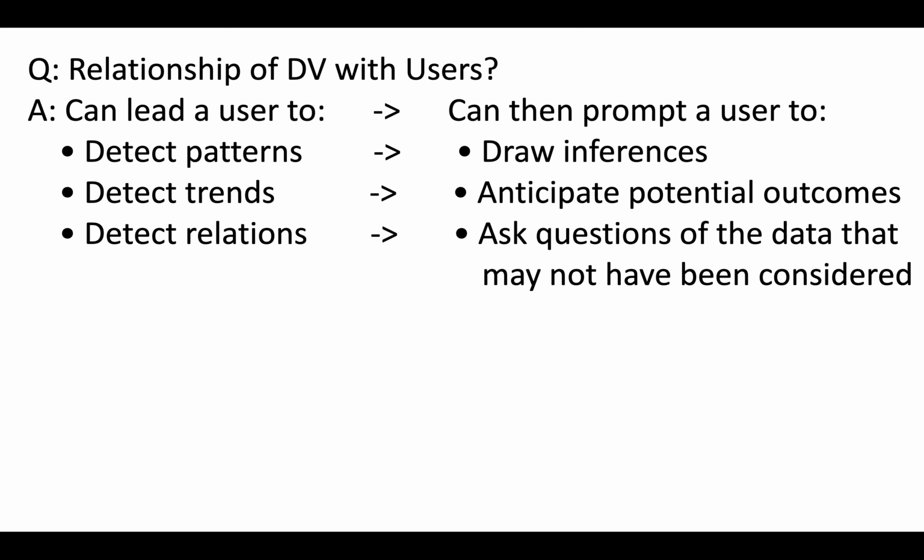Secondly, you can detect trends, and from these trends you can anticipate potential outcomes. Say if you're seeing a graph slope up, you might make an observation that it'll most likely continue. Alternatively, if something's been trending upwards for a long time, it may be time for a decrease. So again, you can anticipate potential outcomes. Finally, you can detect relations. And from these relations within the data, you can ask questions of the data that may not have been considered. So by doing all those things, a user can get something out of the data that they're looking at.